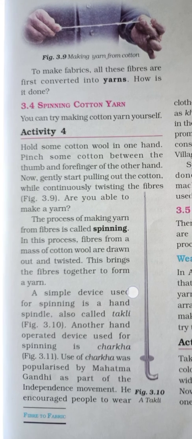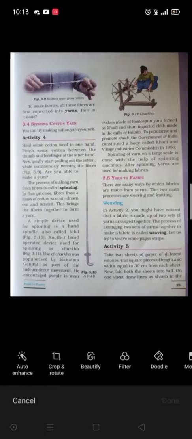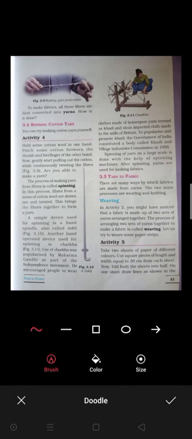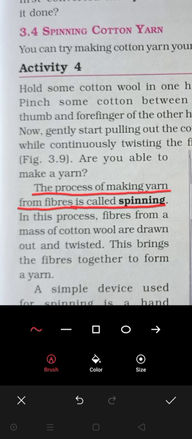Clear? Now next, the process of making yarn from fibers is called spinning. Here you have to underline it. What is spinning? It will be asked in a 1 mark question: the process of making yarn from fibers is called spinning.